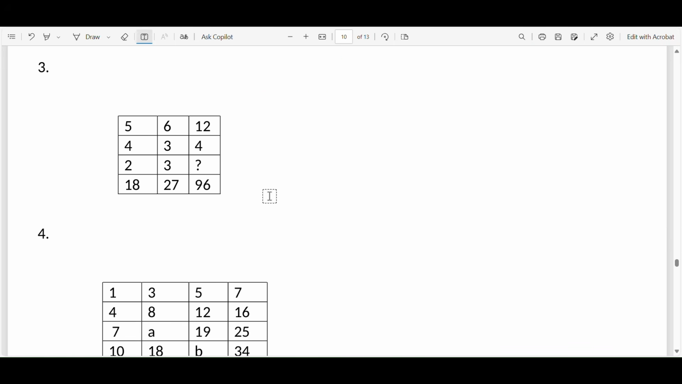And next, go to the third question where you are having 5, 6 and 12, 4, 3, 4 and 2, 3, and 18, 27 and 96. Right? So when you see this, when you add both of them, you will be getting 11, right? But here it is 12. So when you add both of them, you will be getting 7. But here it is 4 itself.